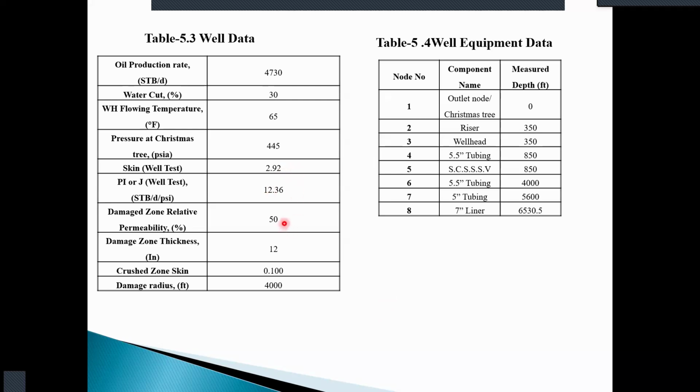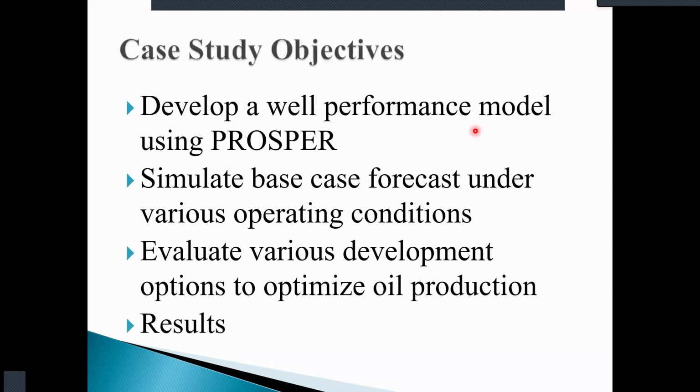Then the damage zone permeability is 40. The thickness is 12. Crushed zone skin is 0.1, I think from core analysis. Then damage radius is 4000 feet. So we have equipment data also that will be inputted in the Prosper model. So the objective is to develop a well performance model using Prosper.